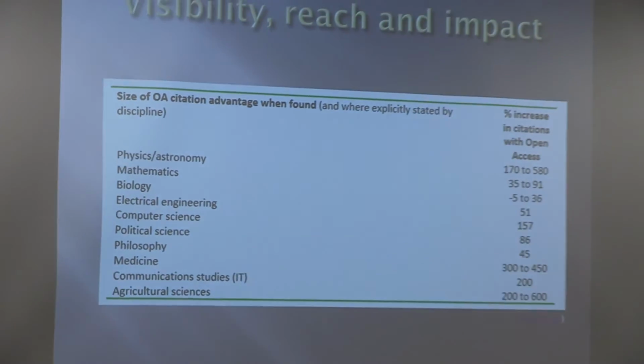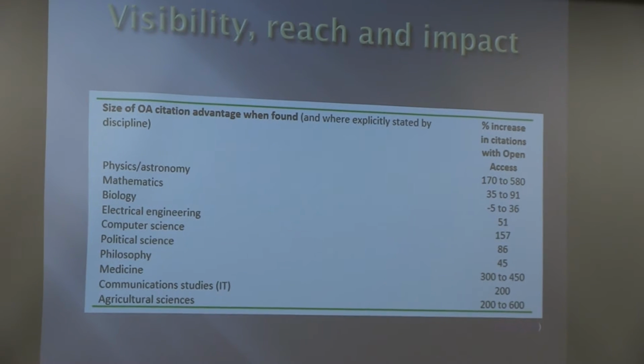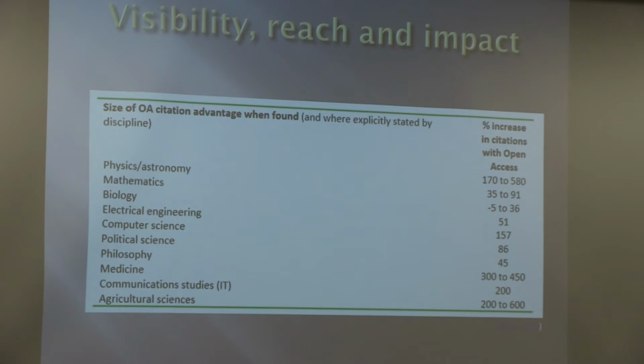Here's another quote, from Swan 2010. Again, they have 170% to 550% for physics and astronomy, 35 to 91% for mathematics, agricultural sciences 200% to 600% increase in citation, and medicine 300 to 450%. Again, biology is the lowest. It's actually -5 to 36%. But again, for the majority of fields, if you publish your article in an open access journal, it's pretty much a given that more people are going to cite it.